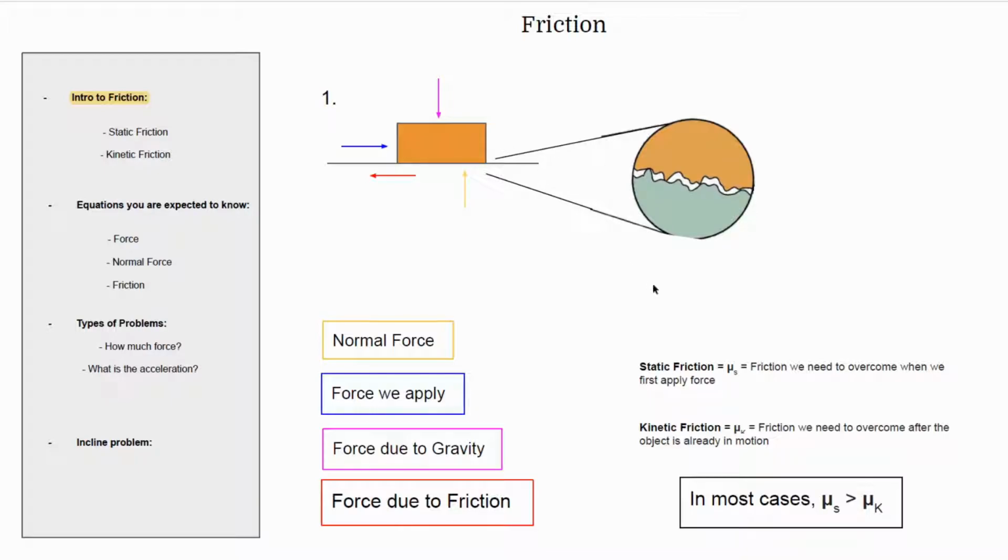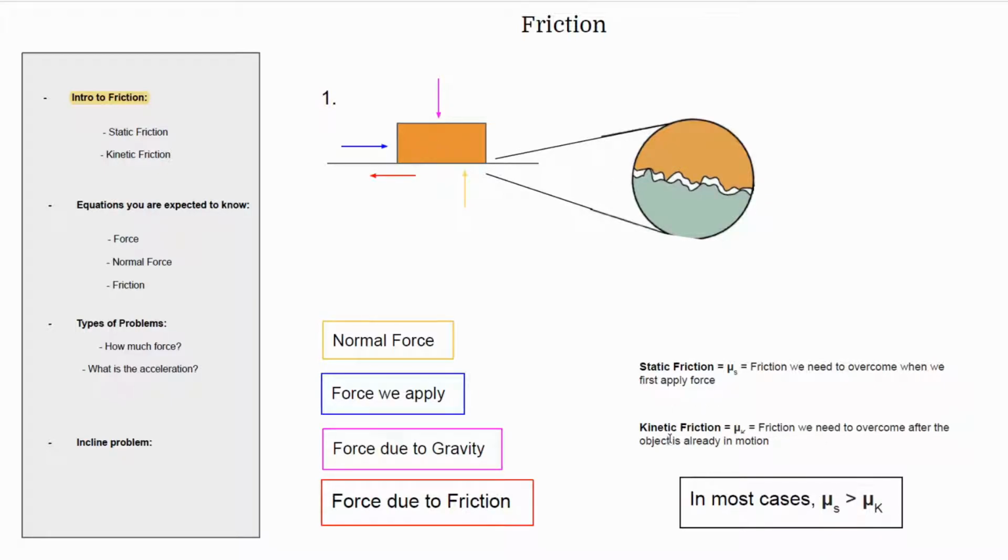Now, there are two different types of friction. There's static friction and there's kinetic friction. Static friction is the friction we need to overcome when we first apply the force. If the object is completely stationary on a plane, these bumps and grooves interlock a lot more than if the box is already in motion. This makes it such that there's more friction.